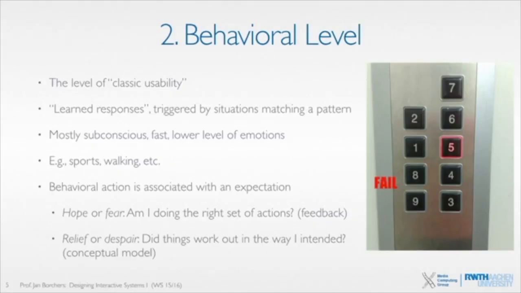The second level is the one that we're going to be most comfortable with, or that we're going to have the most experience with at the end of this whole class, the behavioral level. This is the level of classic usability, how the system behaves based on my expectations. So those are the learned responses where I see a button, and I know, okay, I have to press that button. When I press it, it lights up. That's good feedback. I see I pressed the button, all that good stuff.